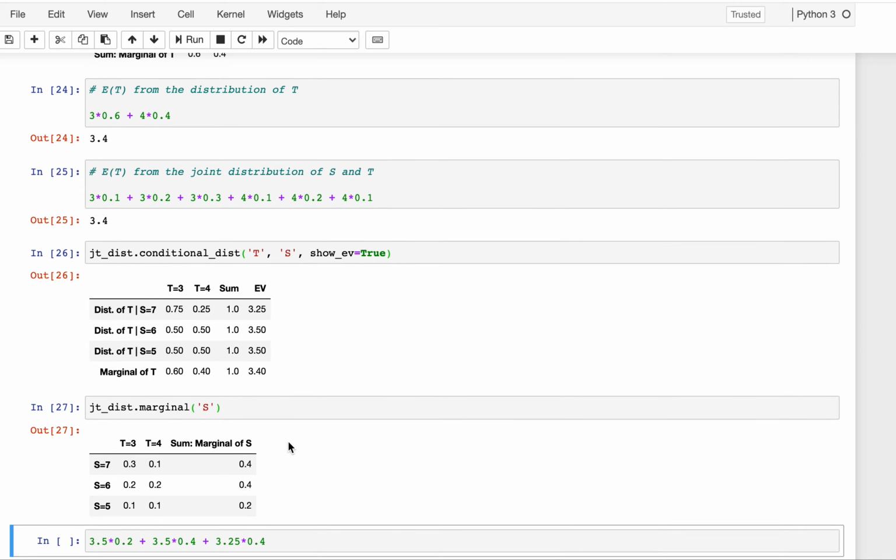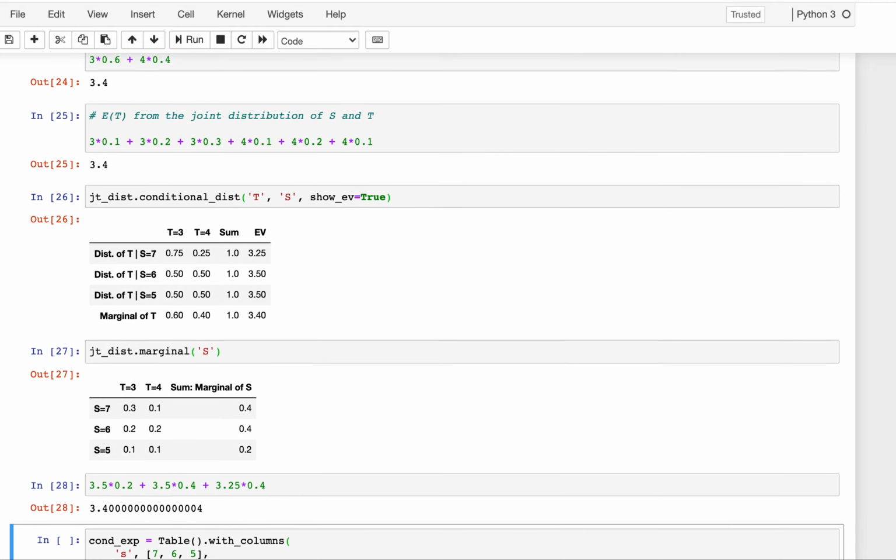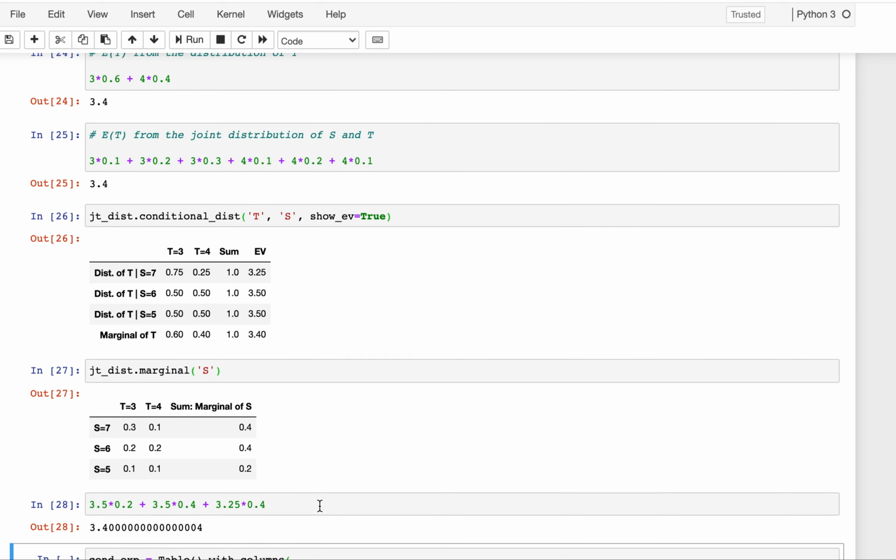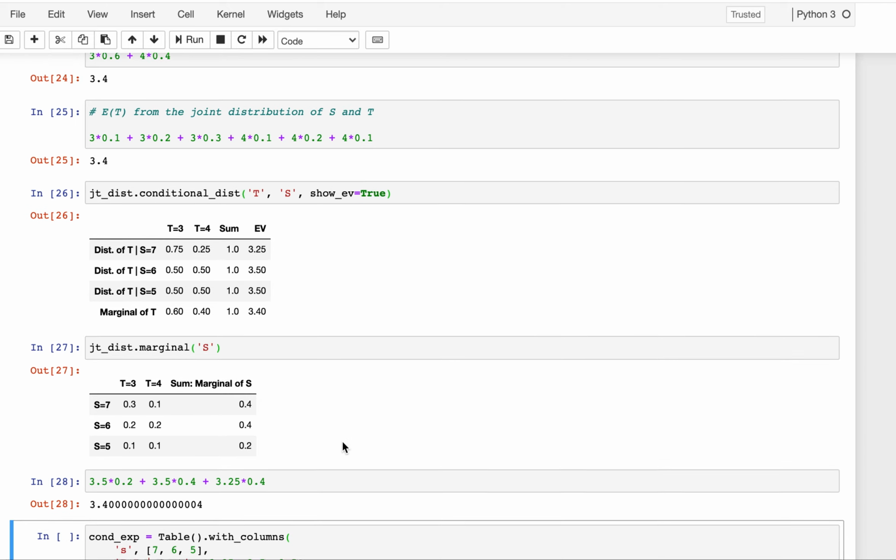So let's try that. This 3.5 gets multiplied by this 0.2, being weighted by the chance of the given condition s equals 5. And then this 3.5 by this 0.4 and this 3.25 times this other 0.4. And if we run that calculation, then you get the unconditional mean 3.4. So you have once again taken the average of the group averages.